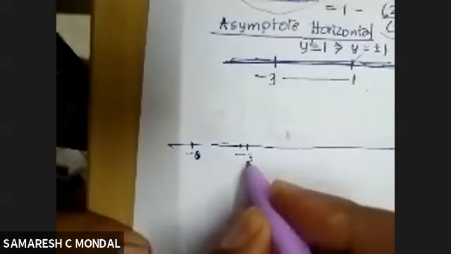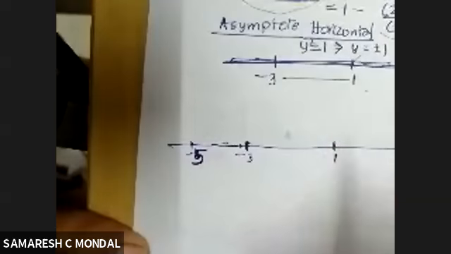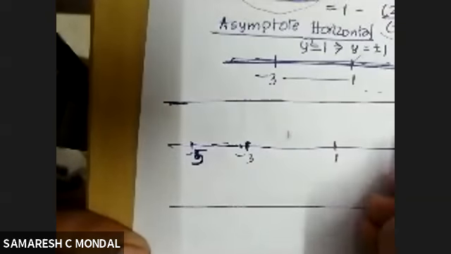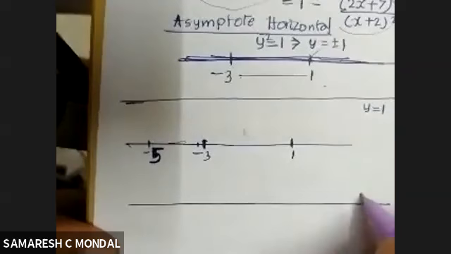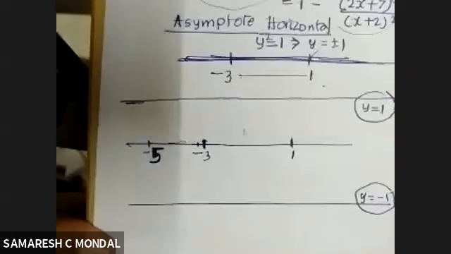I should draw again. This is my x-axis. This is -3. This is 1. And I put -5 because at -5 you get the minimum value. Hope you recall it. These are the horizontal asymptotes, y is equal to 1 and y is equal to -1. These are the two horizontal asymptotes. Fine.